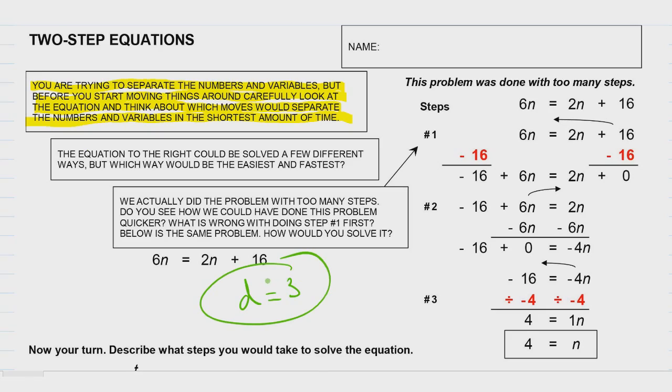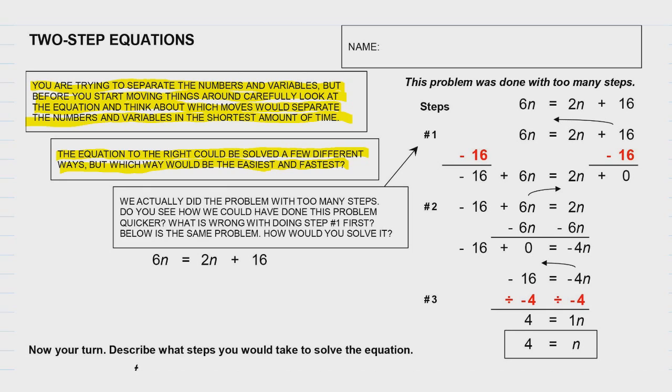And what I do is I think of the equal sign as a wall. That way I have the d, or the variable, on one side of the wall, and the number, or the 3, on the other. And that is the goal of solving equations. Let's continue here. It says the equation to the right could be solved a few different ways. But which way would be the easiest and fastest? We're trying to speed up our time, make our life a little easier by looking at the equation and making the fastest and easiest moves to solve the equation.